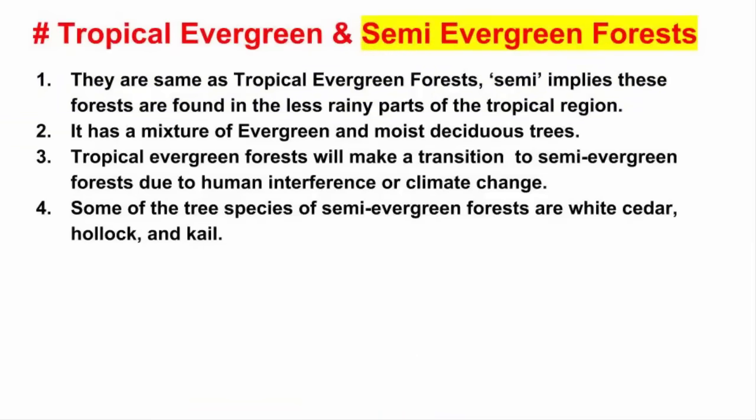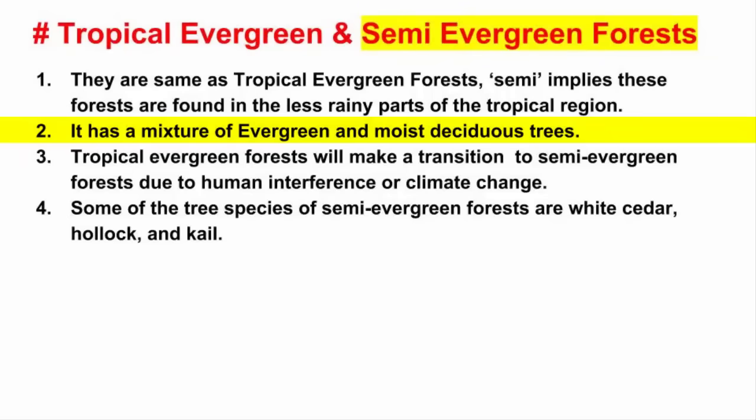Similarly, if you look at the semi-evergreen forest, they are the same as tropical evergreen forest, but the addition of the word semi implies that these forests are found in the less rainy parts of the tropical region. Such forest has a mixture of evergreen and moist deciduous trees.